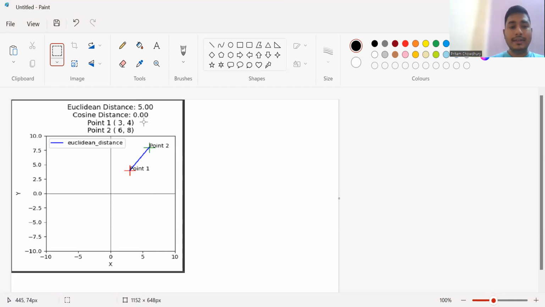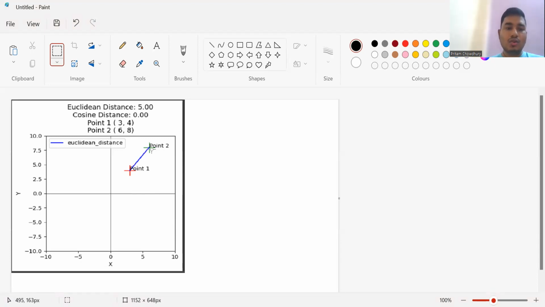But Euclidean distance defines the physical separation between these 2 points. Here in this case, the cosine distance is 0, but the Euclidean distance is 5. That means even if the cosine distance is 0, the points can be on the same line or on a parallel line in the vector space, but they can be far away or they can be close to each other. So cosine distance does not impact the measurement of Euclidean distance.